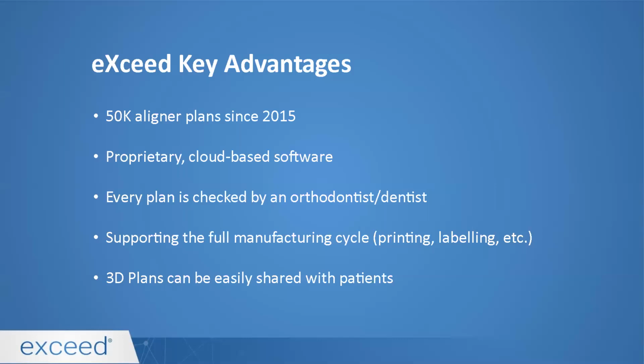We have delivered 50,000 aligner plans since 2015. It really gives us enough experience and expertise. So we know what we do. Every plan is checked by an orthodontist or dentist in order to post only clinically defensible plans and to reduce the number of revisions and refinements as well. So this is also really important. As I said, the software that we own was developed by us and for us. And being a planning service, we also receive feedback and we can implement new features.